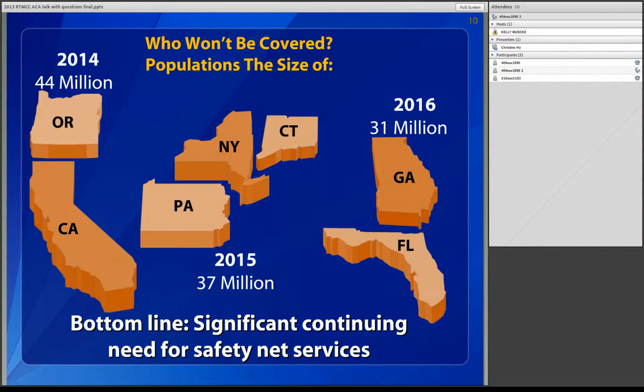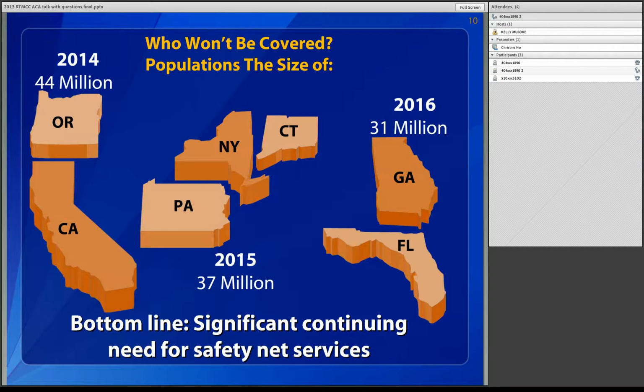So who won't be covered? Well, what we estimate is that in 2014, there will still be 44 million people that will not be covered under the Affordable Care Act, either because their states are not choosing to expand Medicaid or because they are not eligible, either because they are incarcerated, undocumented alien, or other reasons. So in 2014, the 44 million would be equivalent to the populations of Oregon and California.